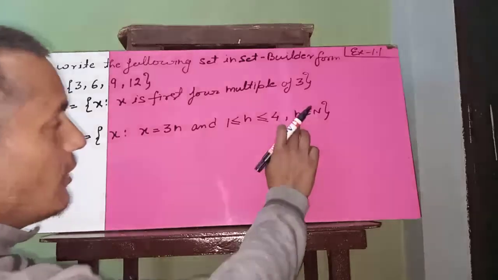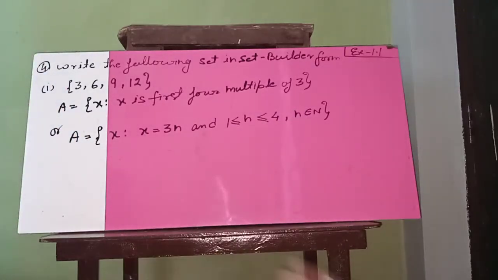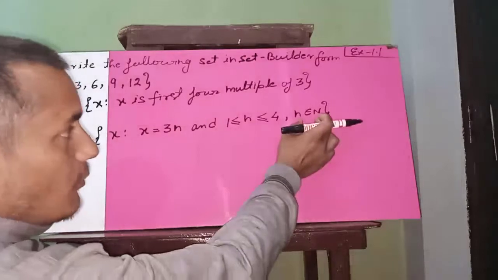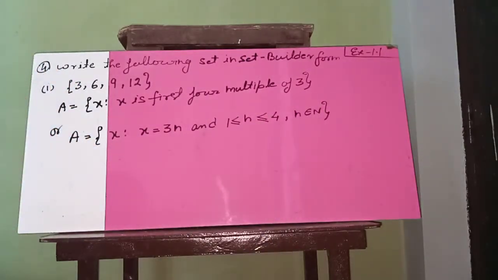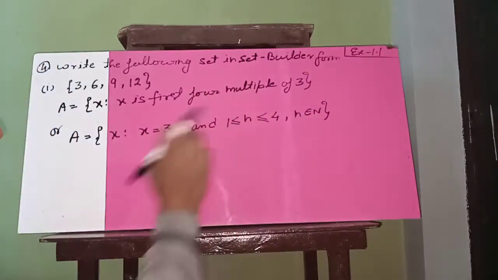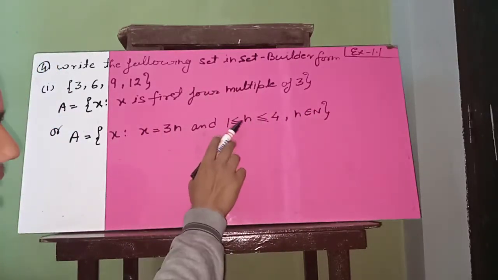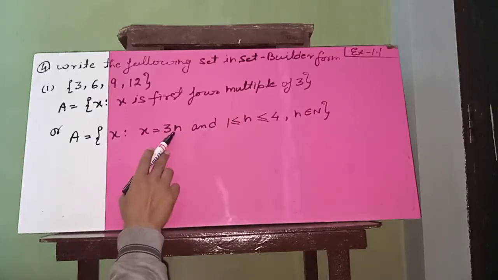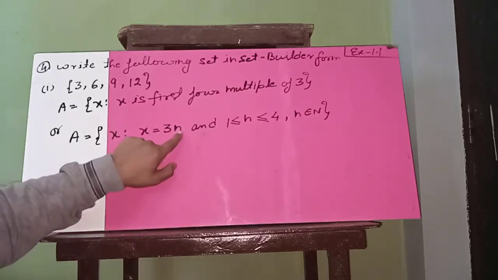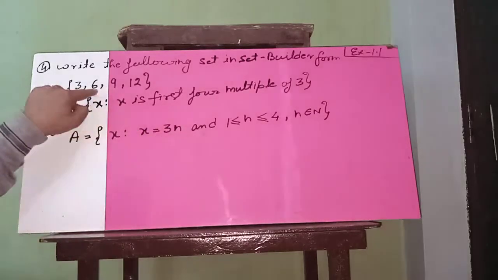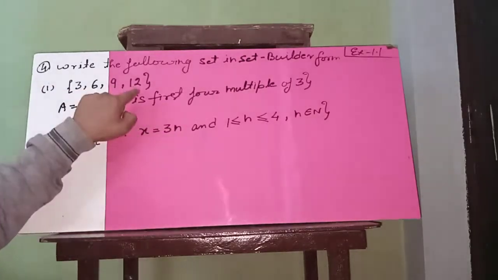It means n is not any real number. Okay, n is only a natural number, not the value. N value is not 1.1, 1.2, 2.5, not, because n is natural number. So take 1, 2, 3, 4. It means n is 1, 2, 3, 4. And if you put the value of n as 1, 2, 3, 4, you will find 3 × 1 is 3, 3 × 2 is 6, 3 × 3 is 9, 3 × 4 is 12.